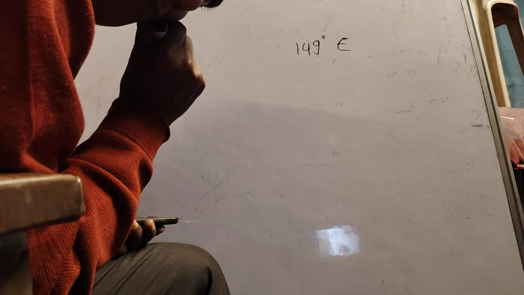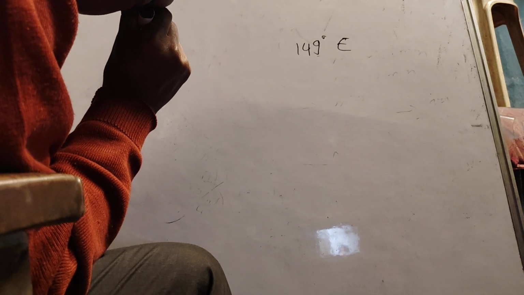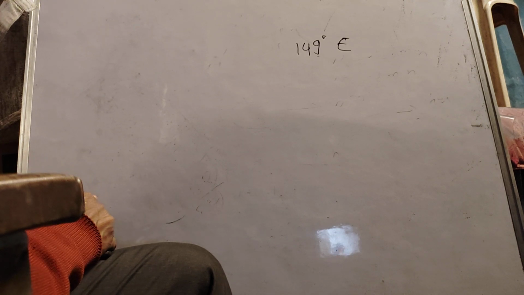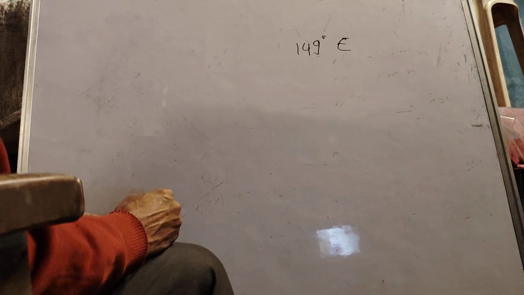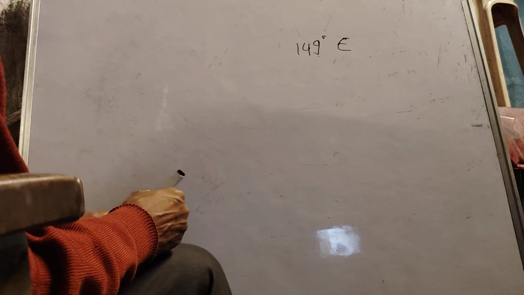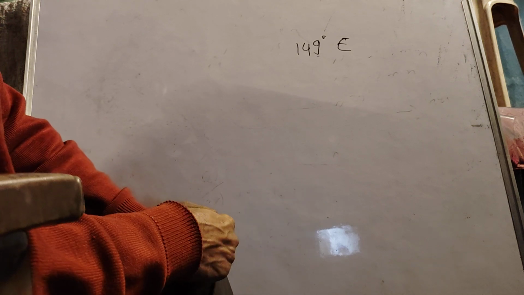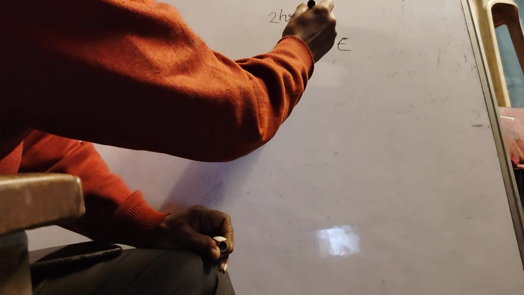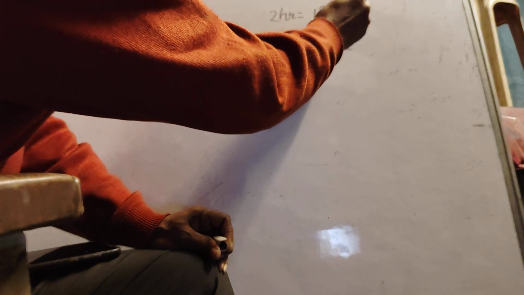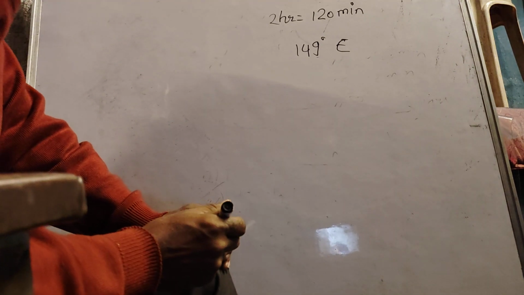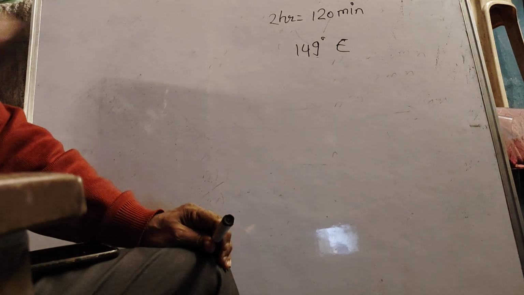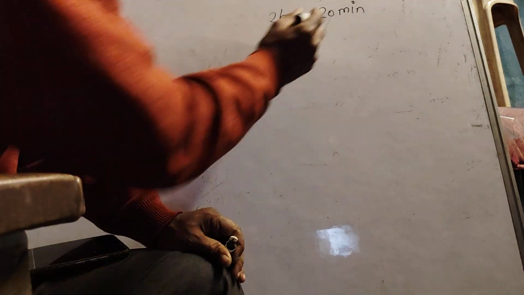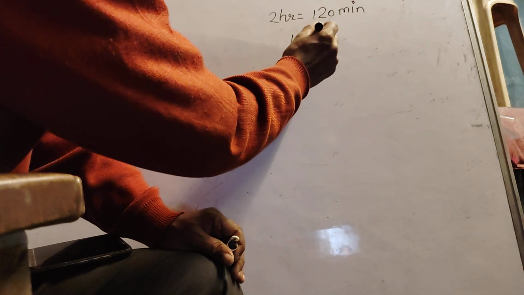By the way, New Zealand is 2 hours ahead of Australia. Due to this timeline, New Zealand is ahead. So 2 hours means how many minutes? 120 minutes, and it is divided by 4. 120 divided by 4.